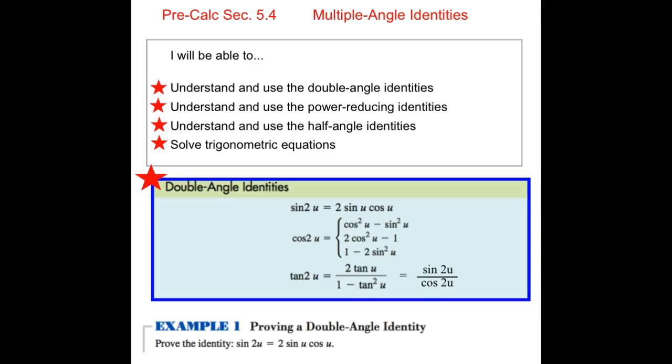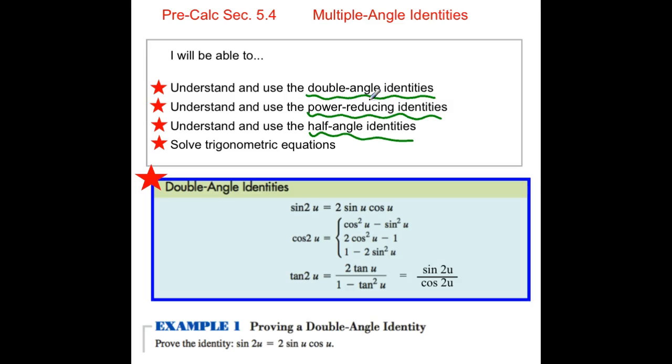All right, we're looking at section 5.4 for pre-calc. We're going to start today looking at three different types of identities: the double angle identity, power reducing, and half angle identities. There's a lot of stuff today, okay? It's all in nice colorful boxes.